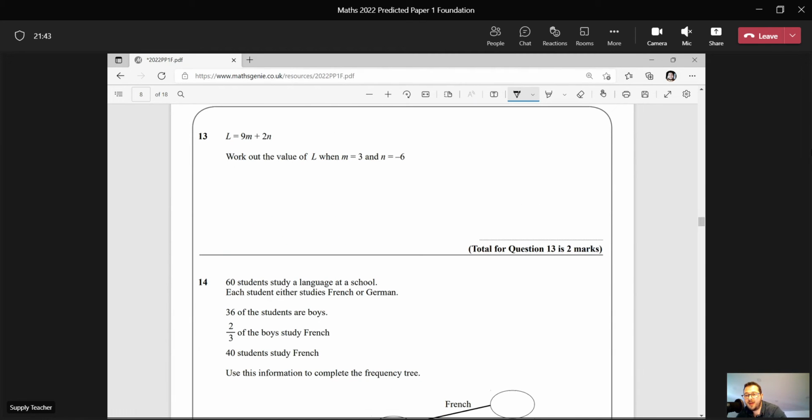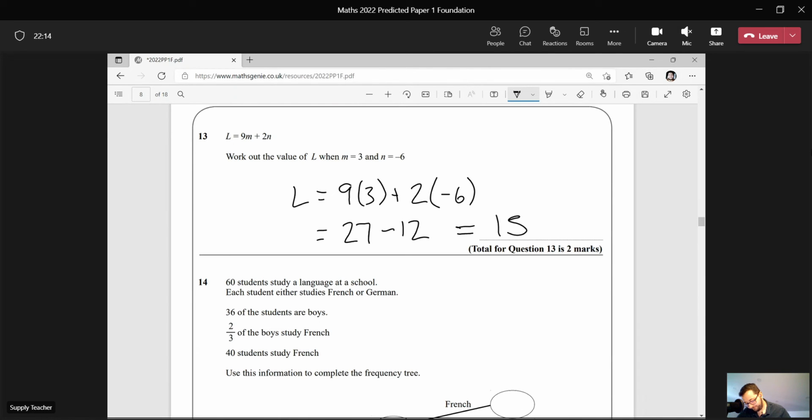Right, number 13. So L equals 9m plus 2n. It says work out the value of L when m is 3 and n is minus 6. So we just shove it in. So L equals 9 times m, but we know that m is 3, plus 2 times n, which is minus 6. Okay, and then 9 times 3 is 27, and 2 times minus 6 is minus 12. And 27 minus 12 is 15.